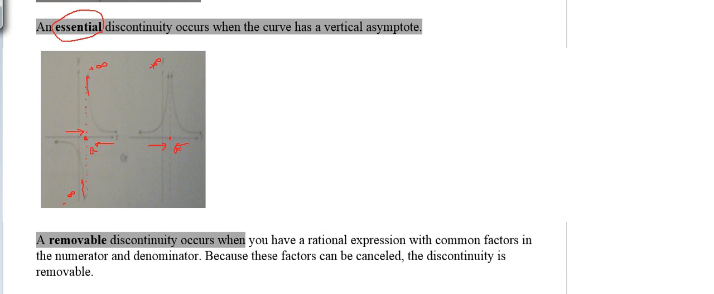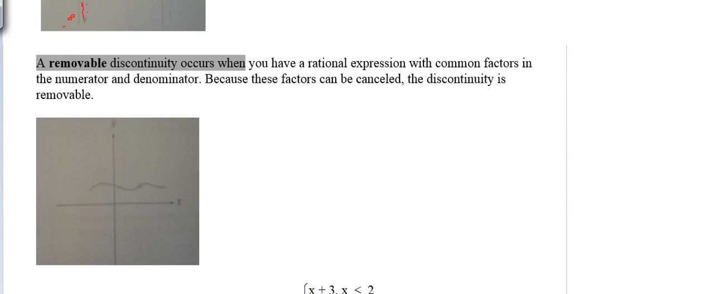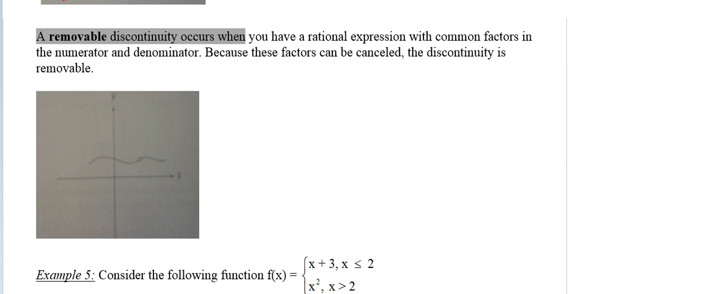And the last type of discontinuity we have in this AP calculus is a removable discontinuity. A removable discontinuity occurs when you have a rational expression with common factors in the numerator and denominator. Because these factors can cancel, the discontinuity is removable.